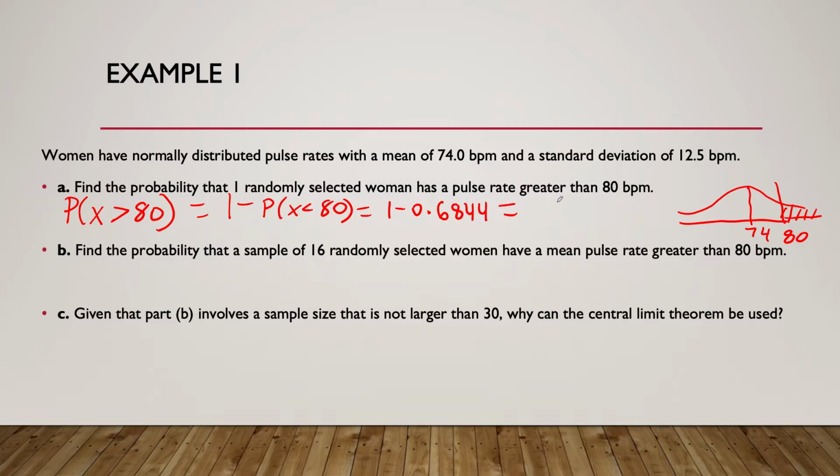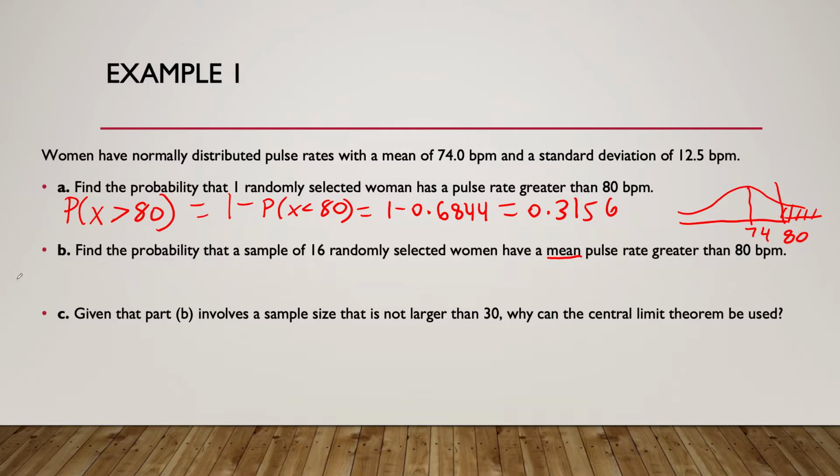And that rounds to about 0.3156. Now for B, we want to find the probability that a sample of 16 randomly selected women have a mean pulse rate greater than 80 beats per minute. Now we are told that we have a sample of size 16, and we're talking about the mean pulse rate.